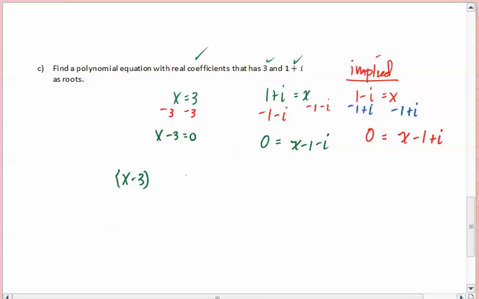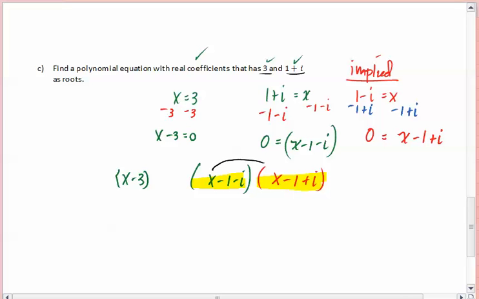Now, that means that this is a factor. So here we go. I'm going to write x minus 1 minus i, and I'm going to write this one, x minus 1 plus i. And we are going to multiply all of these together, and we will get a polynomial equation with real coefficients that has these roots. Now, let me give you a little hint. Always multiply your conjugate pairs, your imaginary pairs, together. Always multiply them first.